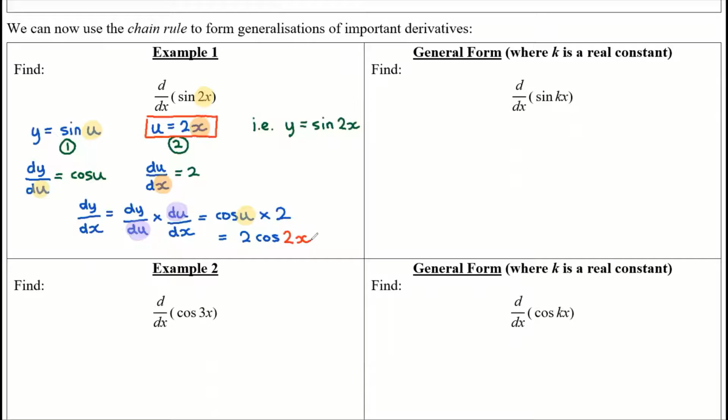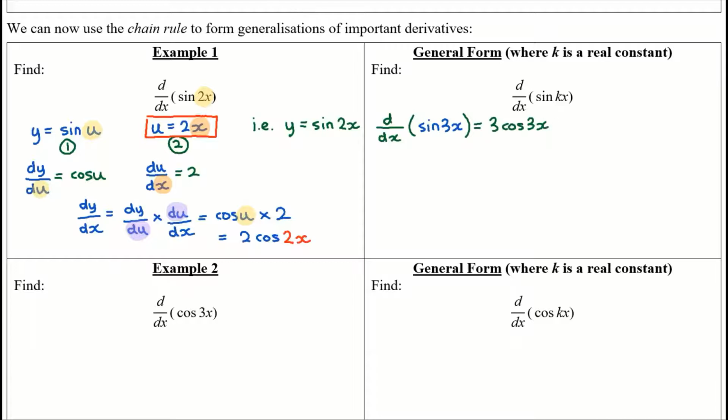Okay, so that's example 1, and there's the derivative, 2 cos 2x. Now, you may have noticed a pattern happening. Let's just make a note of what's happened so far. When we differentiated the first example, sine of 3x, we got a derivative of 3 cos 3x.